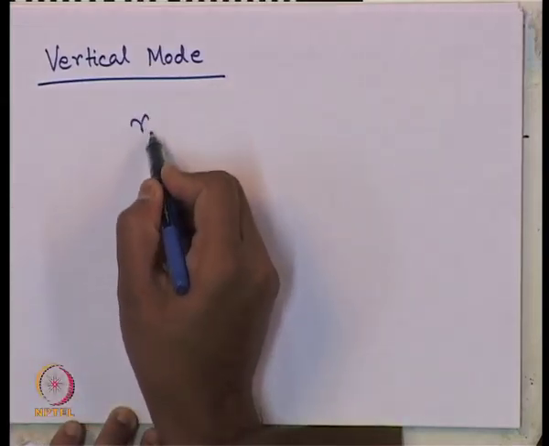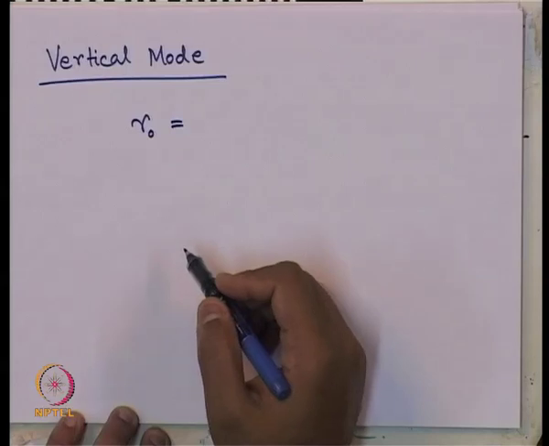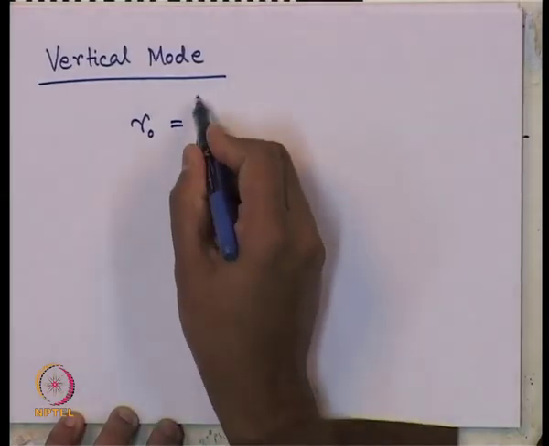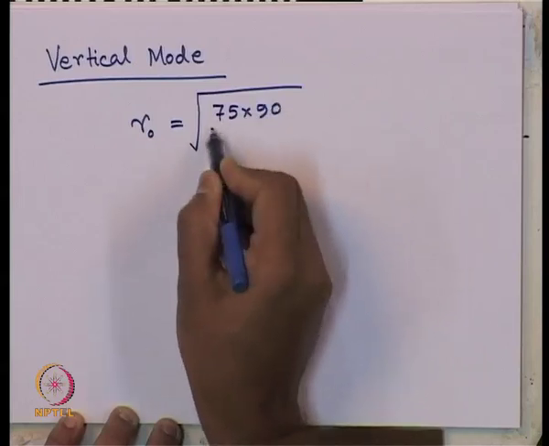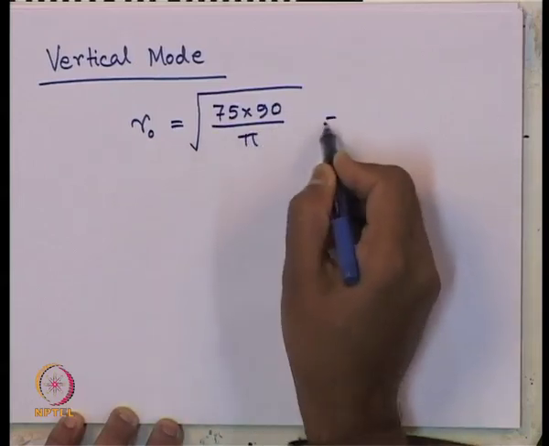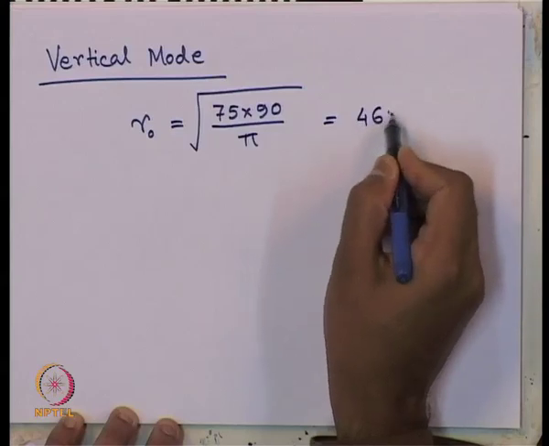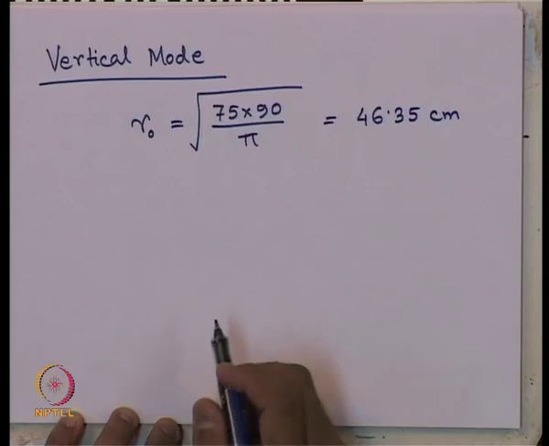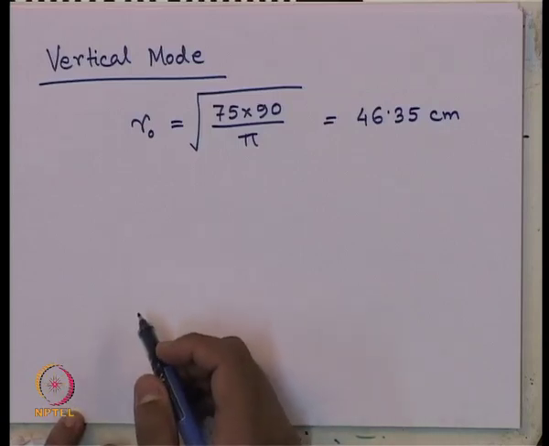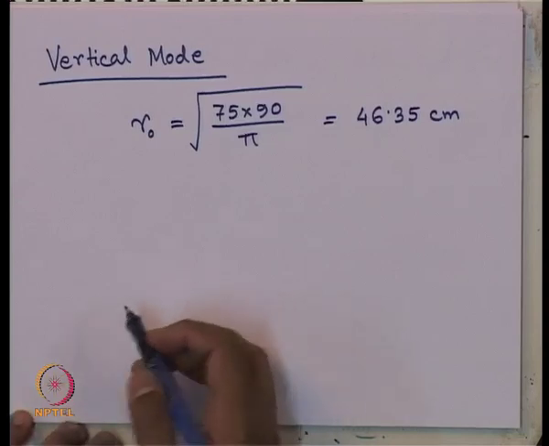The equivalent radius of circular foundation R naught we had already computed, which is 46.35 centimeter, already we had computed for previous problems, and also for different G values of soil, 3 different unit weights we had assumed.